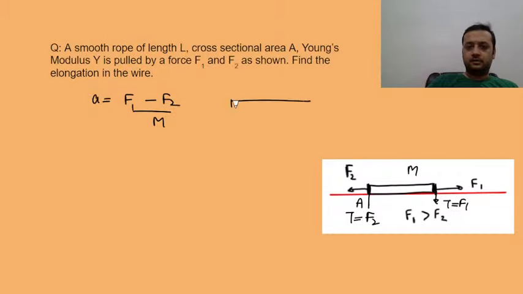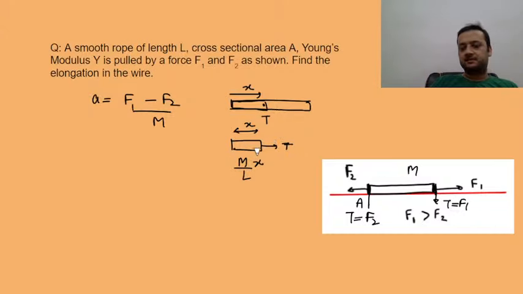Okay. Now if I go a distance X, and I assume the tension T over here, look at this part of the rope. The tension is T, and it will act in the rightward direction. Let's call this length X. So what will be the mass of this part of the rope? The mass will be M by L into X, the mass per unit length multiplied by the length of this part.